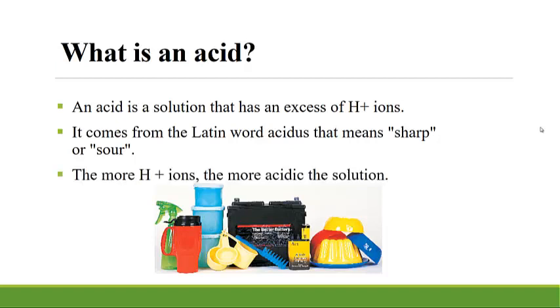What we see is that the more hydrogen ions a solution has, the higher the concentration of those, the more acidic the solution is. So it has a lower pH when we talk about pH here.